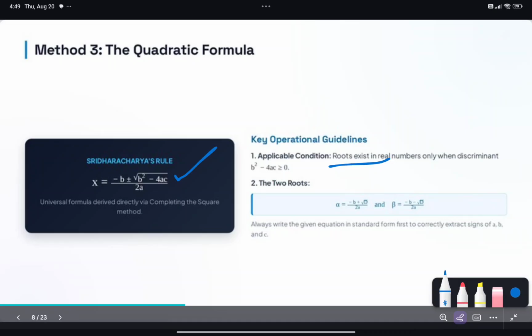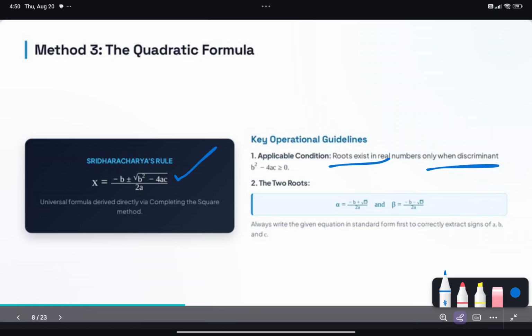How do roots exist? In real numbers. That's the time only we have to find roots. If no roots exist, how do we find them? Yes or no? In real numbers. Sometimes roots are in imaginary numbers also. Roots exist in real numbers here.